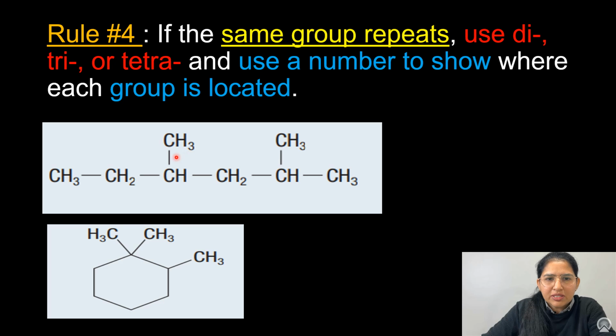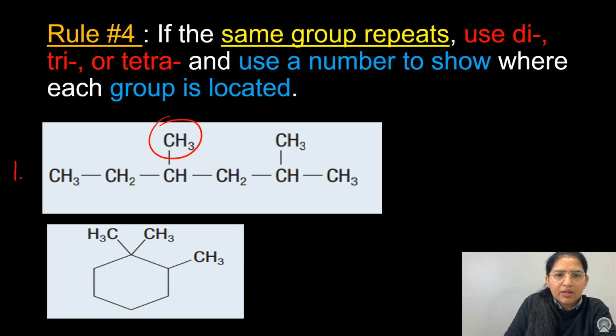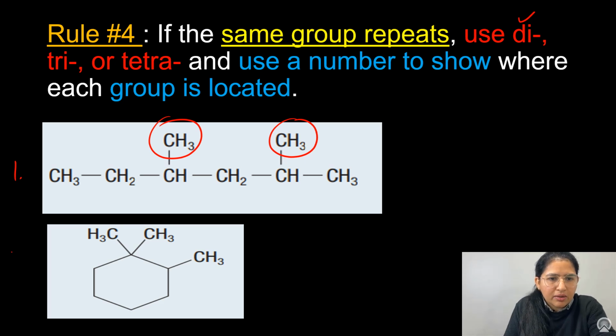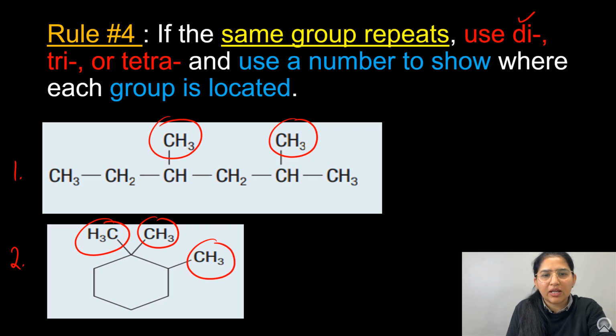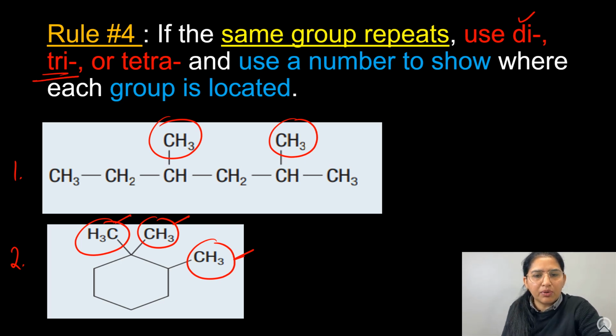Okay, now in the first compound, what do you have? You have this group. It repeats itself 2 times, so it should be written with di. Now let's check the second compound. In this, the same group CH3 repeats itself 3 times, 1 2 3, so it should be written with tri. So this is the first half of rule number 4.